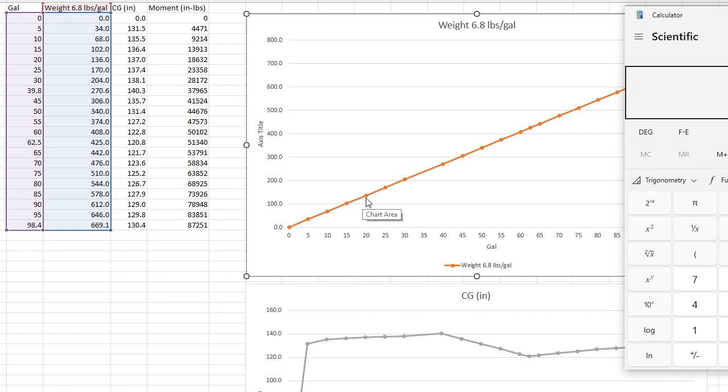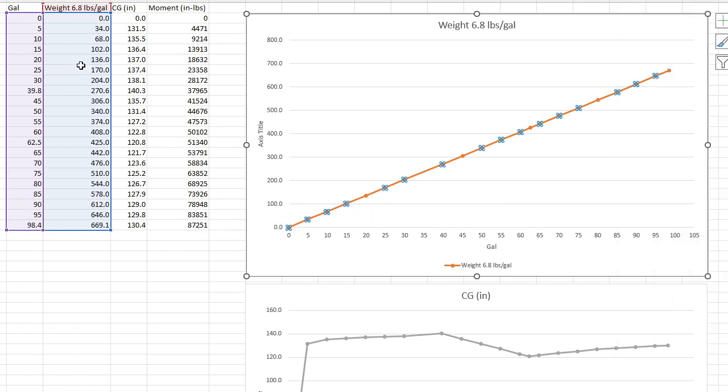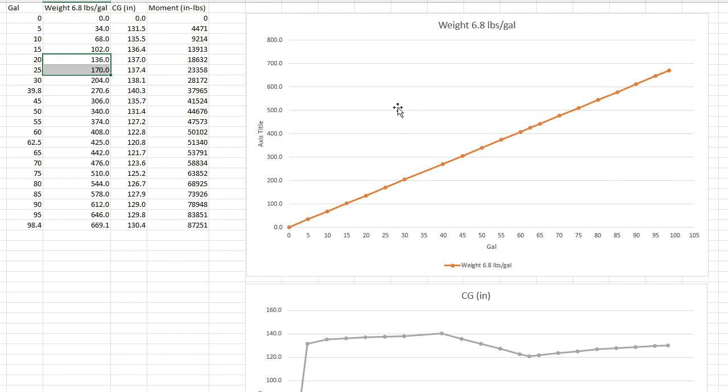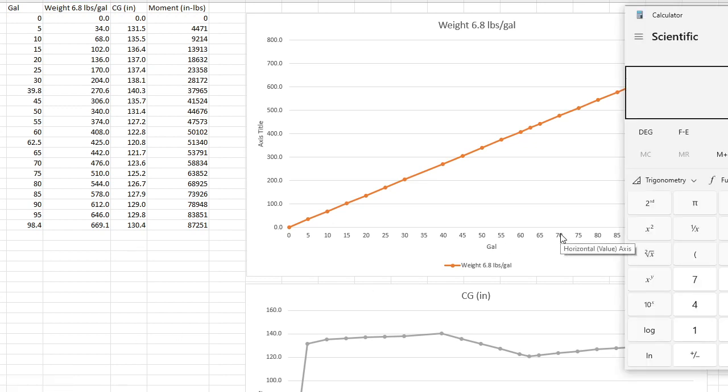So the rise from 20 gallons to 25 gallons is 136 and 170 pounds. So that's 170 minus 136, which is 34 pounds. So that means as you've increased 5 gallons, you've increased the weight by 34 pounds. Now, divide that by the run, which is 25 minus 20, 5 gallons, and you get 6.8.